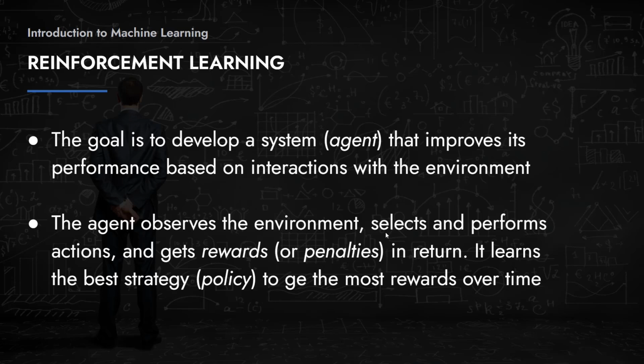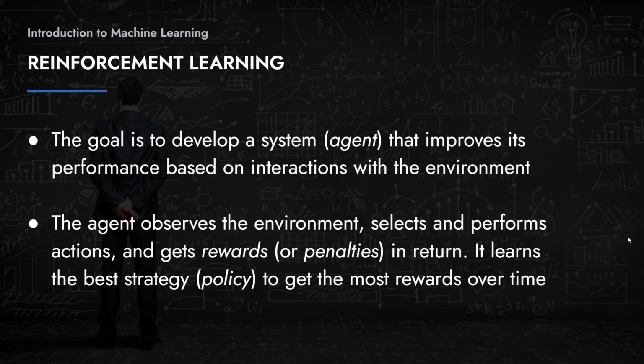So the goal in reinforcement learning is to develop a system, often called an agent, that improves its performance based on interactions with the environment. So the agent observes the environment, selects and performs actions, and gets rewards or penalties in return for those actions. And it learns the best strategy, or, in reinforcement learning, we call it a policy, to get the most rewards over time.